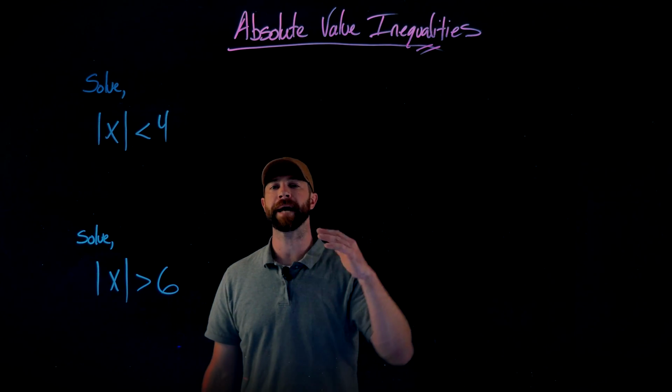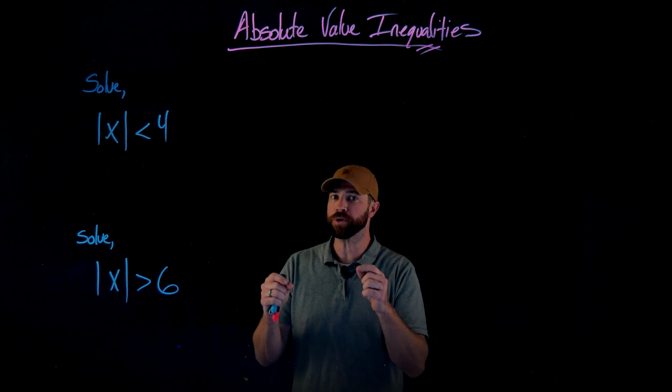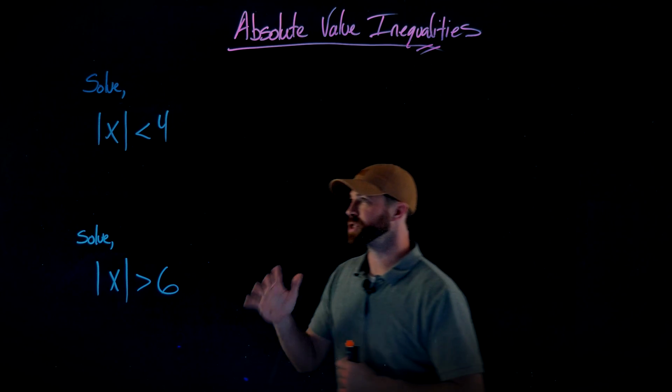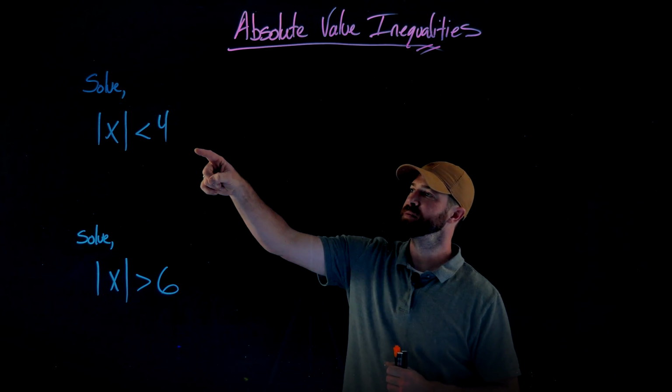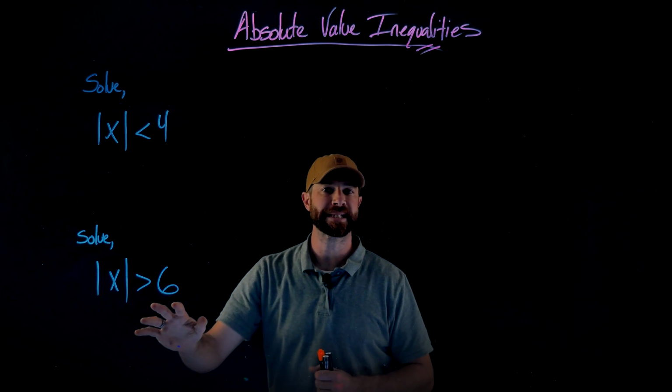Today we're talking about absolute value inequalities. Absolute value inequalities are super important, difficult concepts in early algebra, but applicable through all sciences. I'm going to start with two examples. The absolute value of x is less than 4, and the absolute value of x is greater than 6.